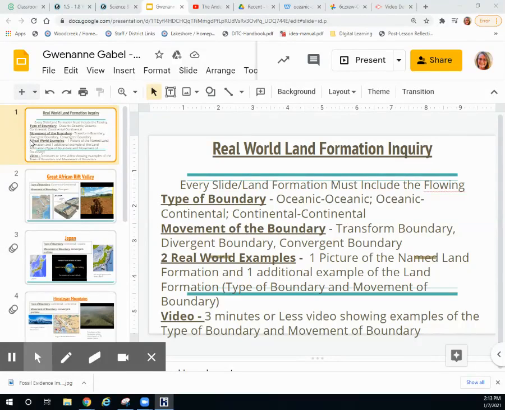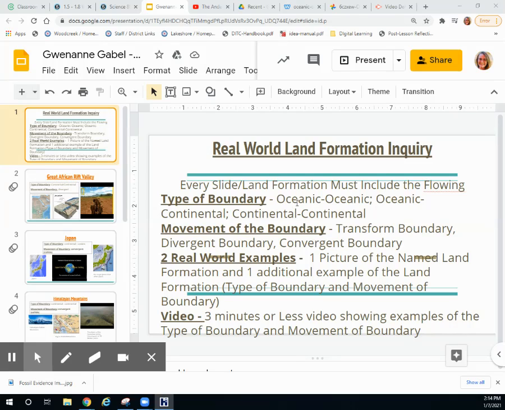Hello again. So we are going to continue today talking about world famous land formations and how they were created. We have been researching how various land formations all over the world came to be. We've been looking into the type of plate boundary that interacted with each other and created this land formation.